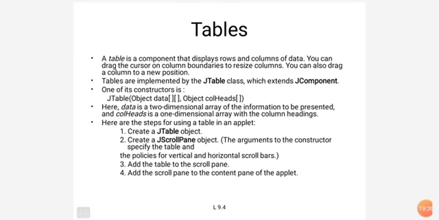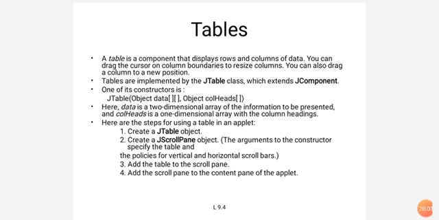Next one is tables. A table is a component that displays data in rows and columns. You can drag the cursor on column boundaries to resize the columns. You can also drag a column to a new position. Tables are implemented by the JTable class, which extends the predefined JComponent class. Its constructor takes Object data in a two-dimensional array and Object column heads, where you can specify how many columns you want.